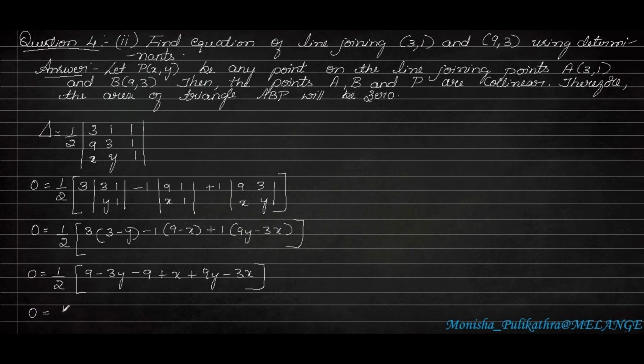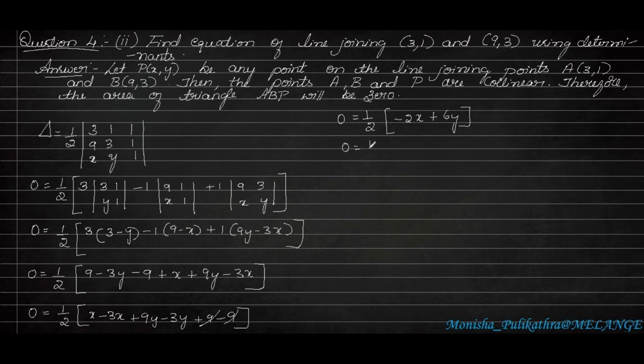So 0 is equal to, I will be rearranging with the x and y terms. So x minus 3x plus 9y minus 3y plus 9 minus 9. Here plus 9 minus 9 gets cancelled. 0 is equal to half into minus 2x plus 6y.